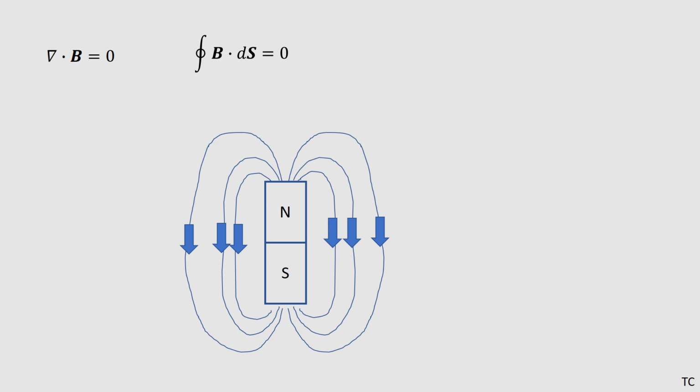So that was a pretty short video, but I hope that it clarified what Maxwell's second equation, or Gauss's law for magnetism, is.